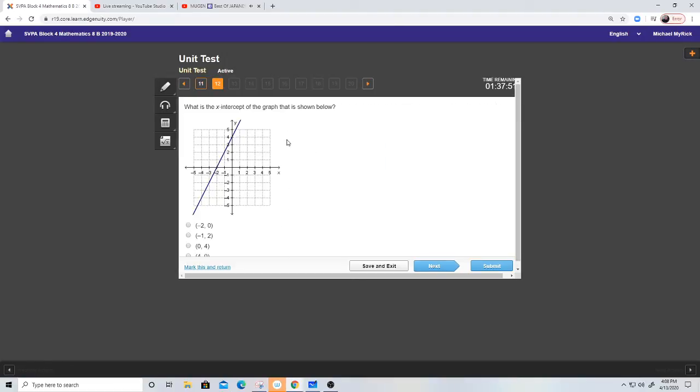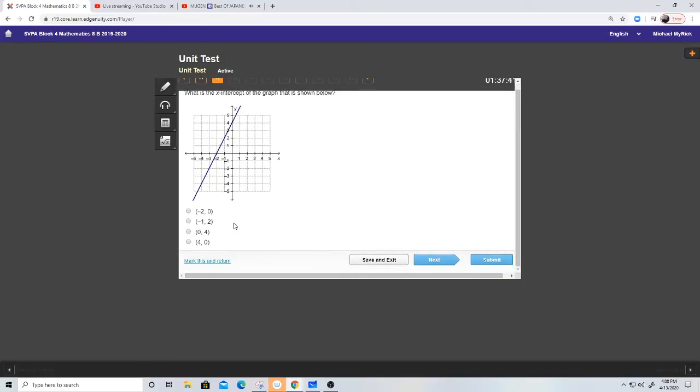What is the x-intercept of the graph that is shown below? Well, it's crossing x at -2. So on its up down, it has to be 0. Oh, I'm sorry. On its up down, it has to be 0. So it has to be -2, 0.